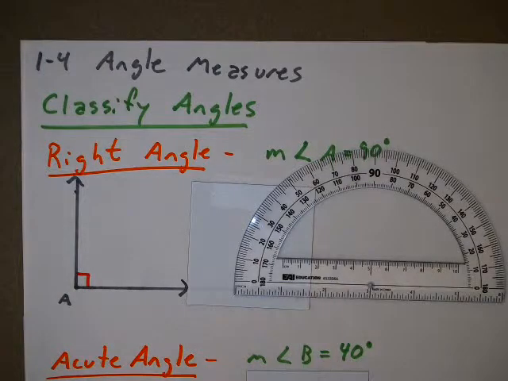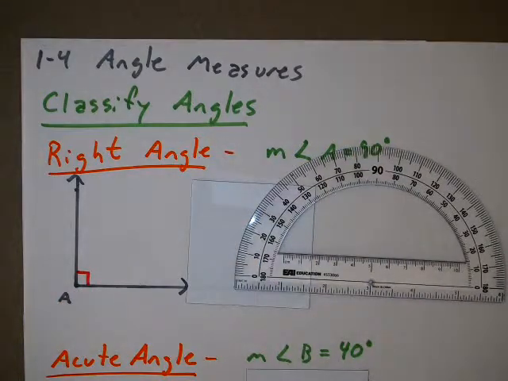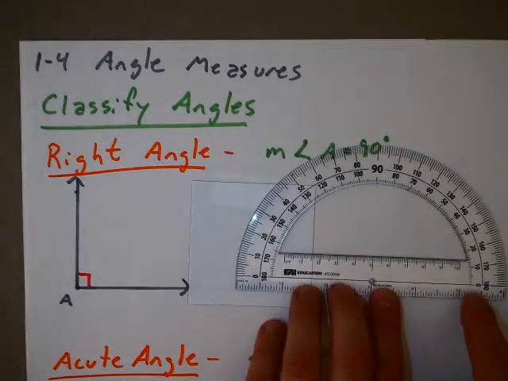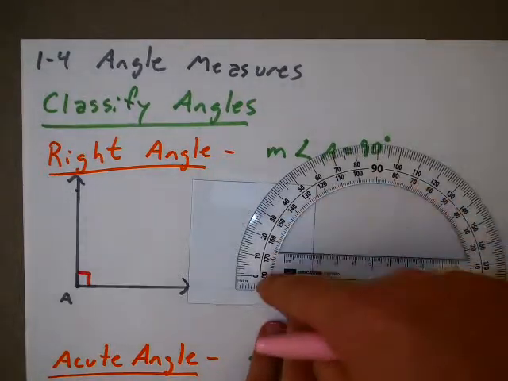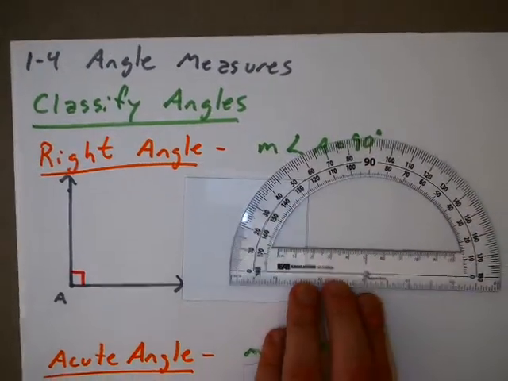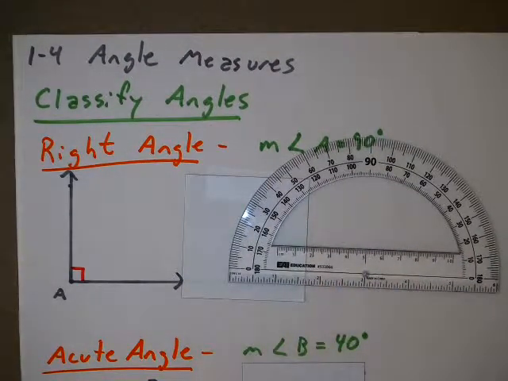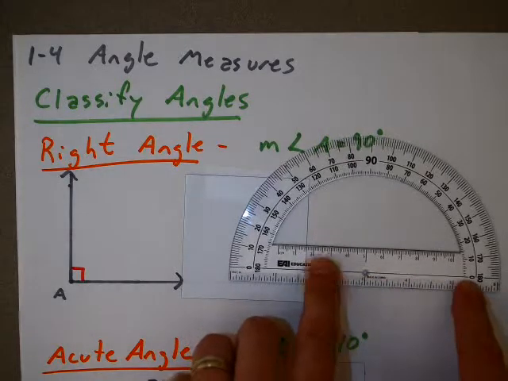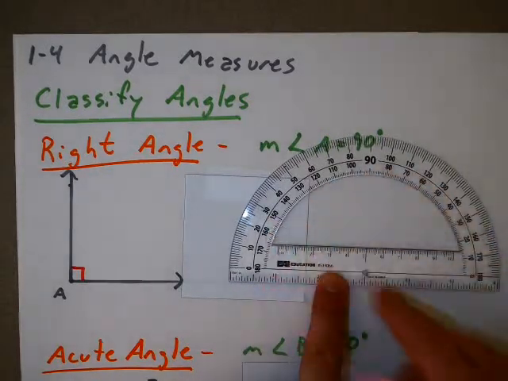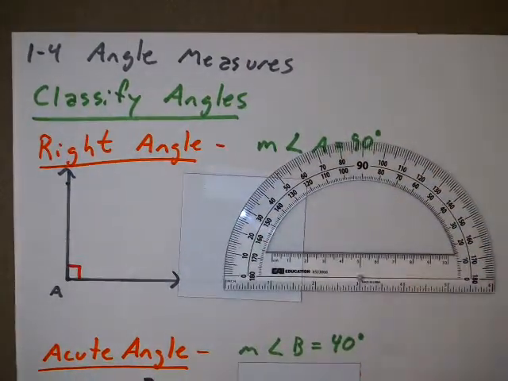And depending which side you use, this side or this side, is going to depend on what scale you use. You can see that there are two scales here, one going from 0 to 180 and one going from 180 down to 0. And depending on which line you use depends on which scale to use. If you're using this line, you're going to use the bottom scale. If you use this line, you're going to use the outside scale.